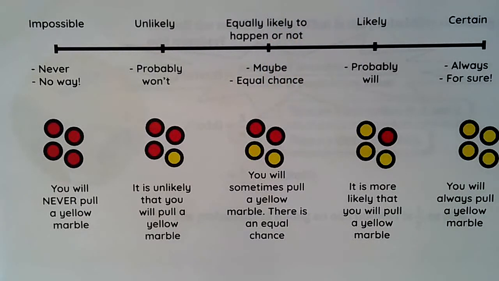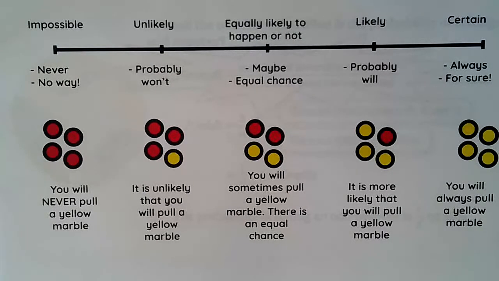Here we've got 2 red, 2 yellow, so we have an exactly equal chance. I might pull a red, I might pull a yellow. It's about a 50-50 chance that I would pull that yellow. Here I have 3 yellows and only 1 red, so that shifts to being that I likely will pull a yellow. It is more likely that I will pull a yellow than a red. And then lastly, when I only have yellow marbles, then I will certainly, for sure, always pull a yellow.